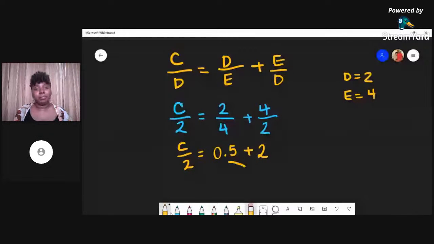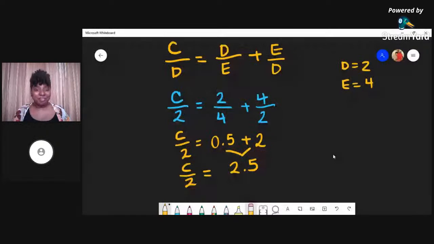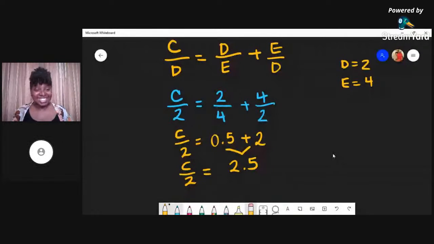Okay. So now I have this, and I still don't know what C equals. So here's what I did. And I don't know if it's right. Tell me. This is what I did. I multiplied 2.5 by 2. And that was 5. So I determined that C equals 5 because 5 divided by 2 equals 2.5.